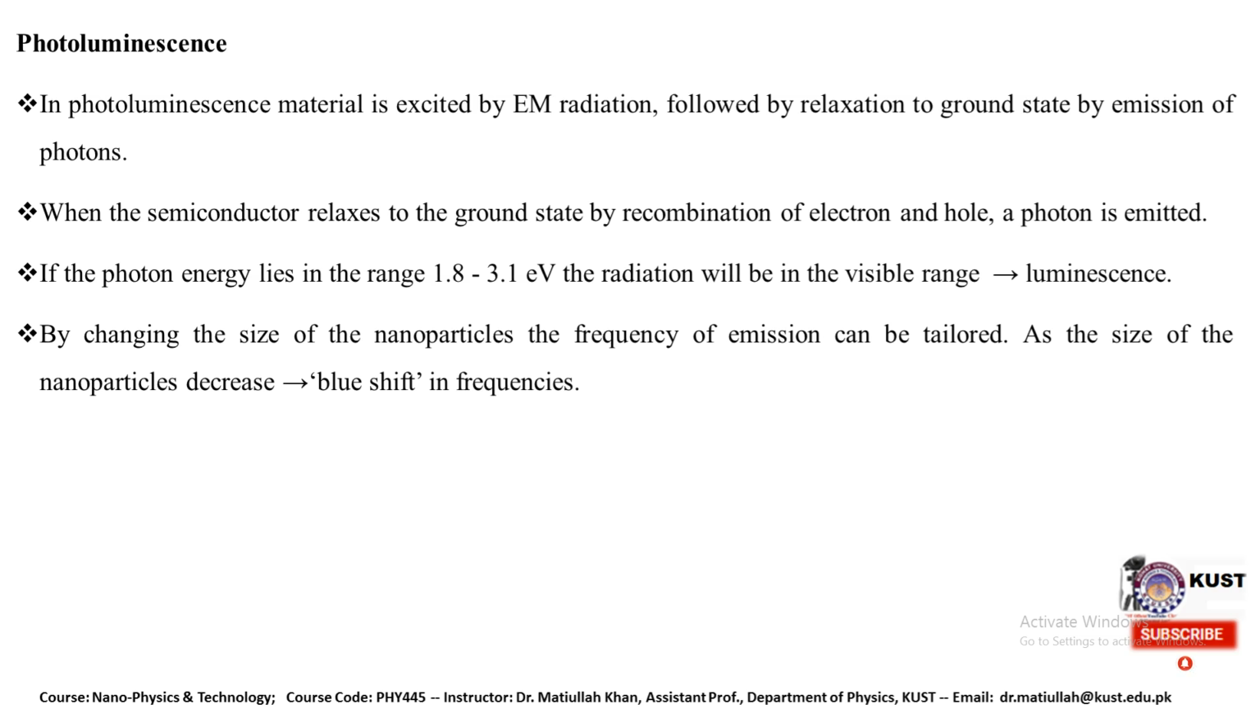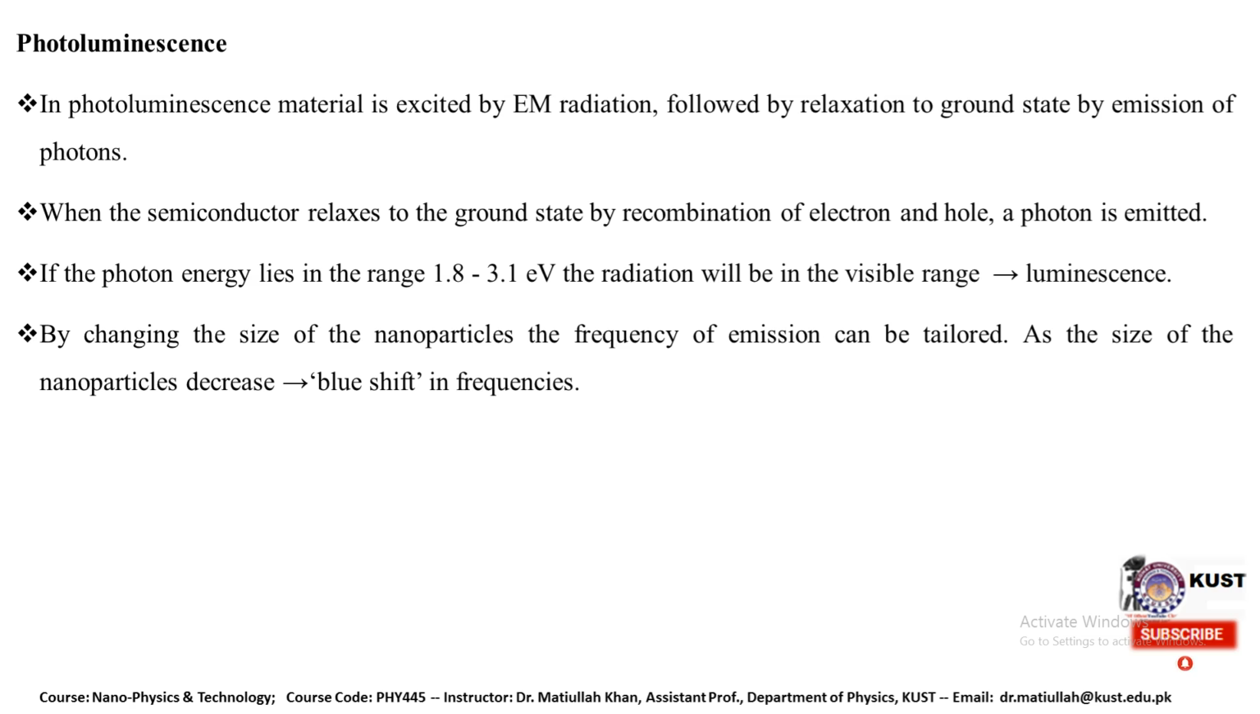So if the photon energy lies in the range of 1.8 to 3.1 electron volt, the radiation will be in the visible range. So there is a good relationship between the band gap and the wavelength of the emitted photon. If the band gap is in the range of 1.8 to 3.1 electron volt, the photon that is emitted will be clearly visible, in the visible range. This is called luminescence.